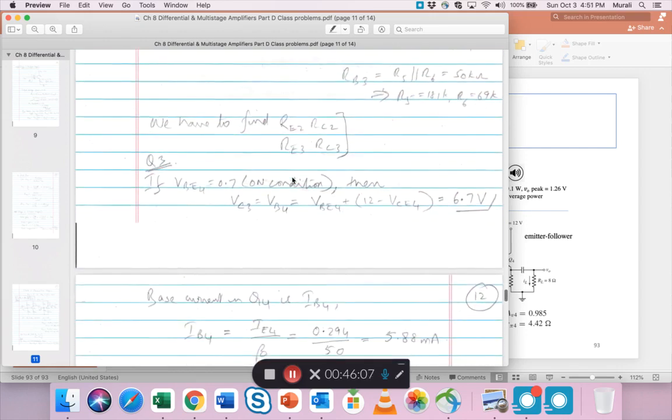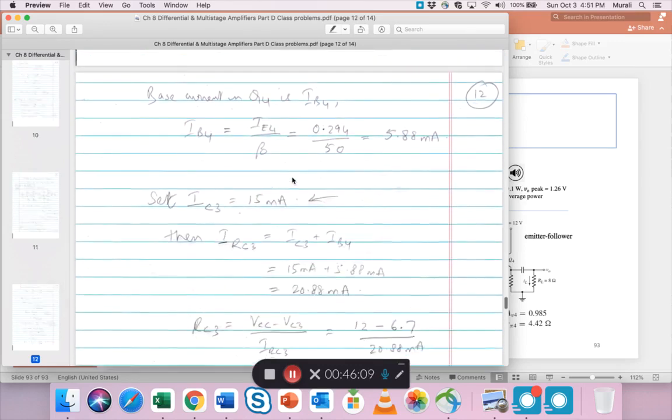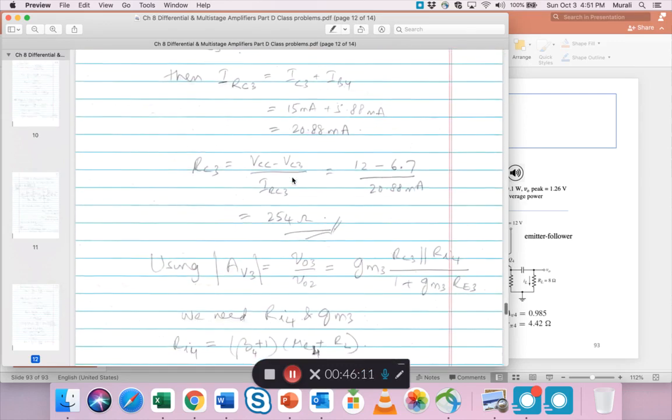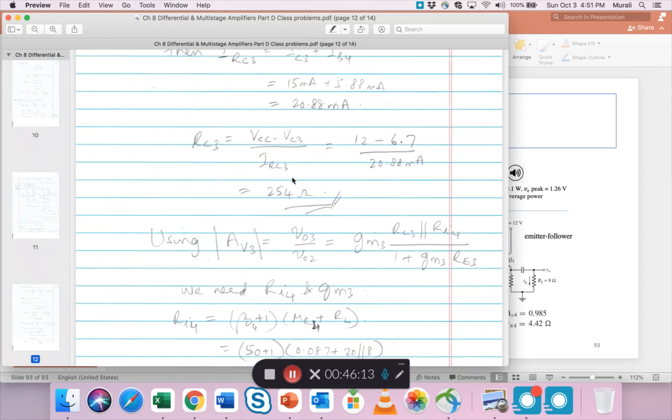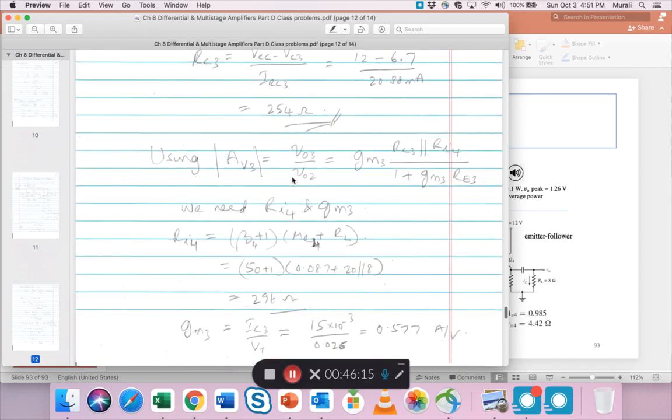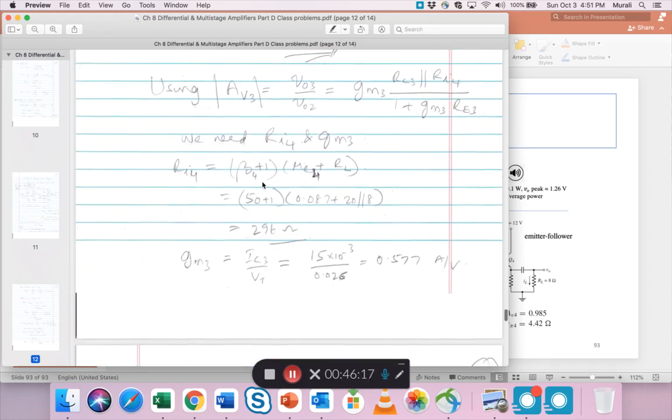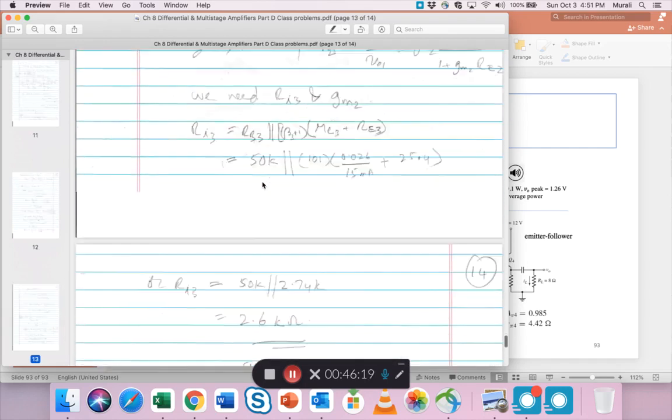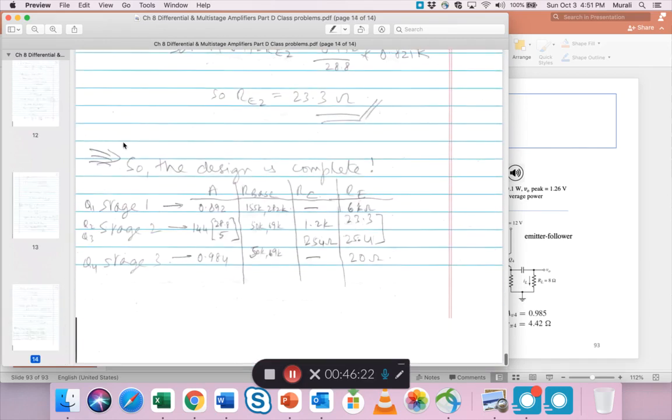Applying the same method and the same formulas, I find the values of the collector resistances and the emitter resistances, right? And finally, I summarize all the values of the amplification and the resistances in this neat table. So the design is complete. Okay, so that's how you would do an audio amplifier design.